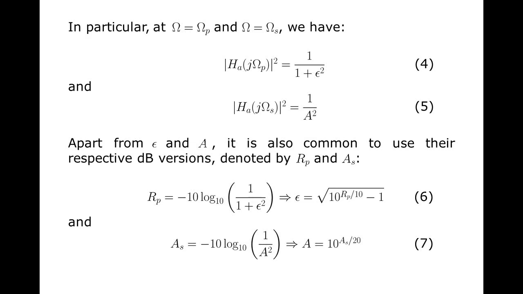So Rp is nothing but the ripple in the pass band. So epsilon in terms of Ap or Rp, some books use Rp or Ap. So epsilon, the ripple in the pass band, is the square root of 10 raised to Rp by 10 minus 1, and As is equal to 10 raised to As by 20, or minus log 10 of 1 upon A square.